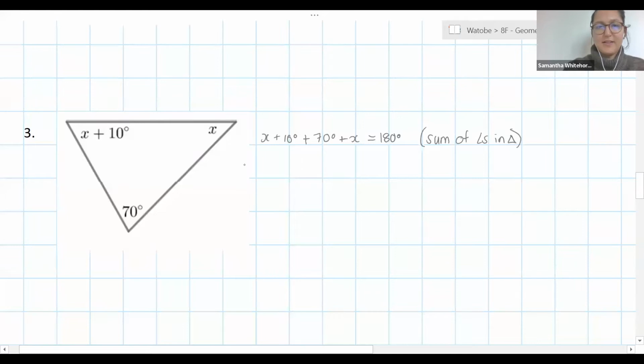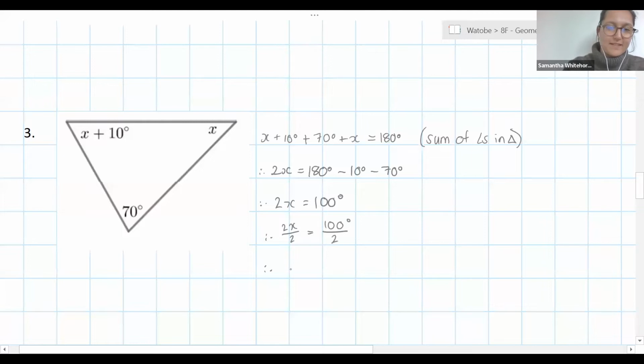Okay, keep going. And I said x plus x is 2x. Good. And I said 180 minus 10 minus 70 is 100. Good. And I divided 100 by 2 and I got 50. Excellent. Oh, you nailed it, Wangi. Well done. That is 100% spot on. That is awesome. Well done.